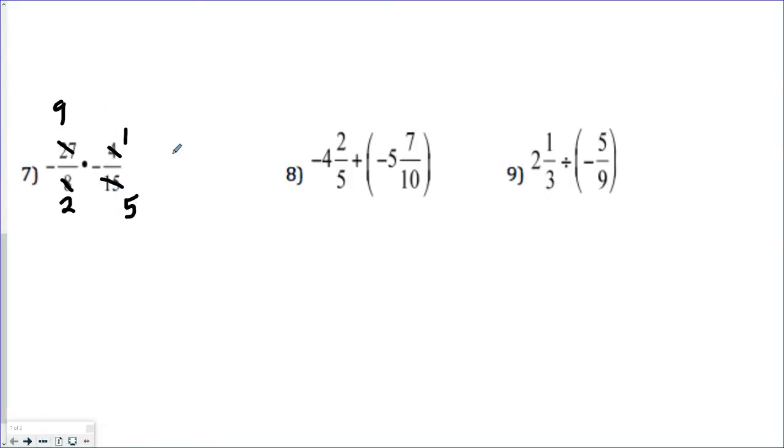And then I don't see anything else that's going to reduce, so I'm going to multiply them like I would a normal fraction. What's 9 times 1? 9. What's 2 times 5? 10. Now, is my answer going to be positive or negative? Well, I have a negative times a negative, so it's going to be a positive answer, so this is my answer, 9/10. Again, the rules don't change for fractions. They stay the same. It's just you also have the fraction rules to deal with as well. So two negatives, when multiplied, still make a positive, whether it's fraction, decimal, or whole number.